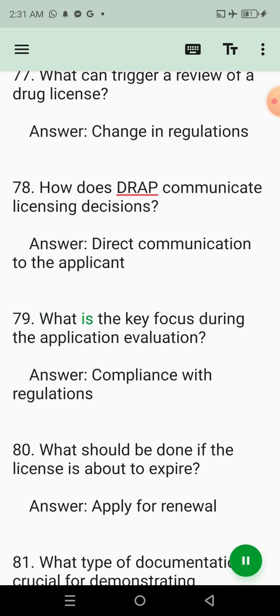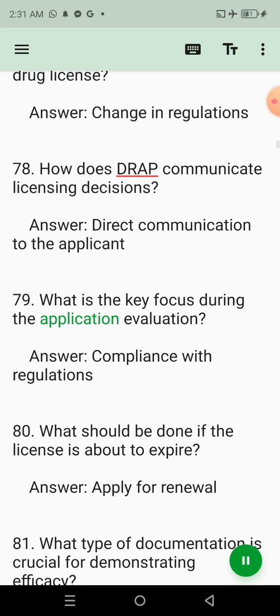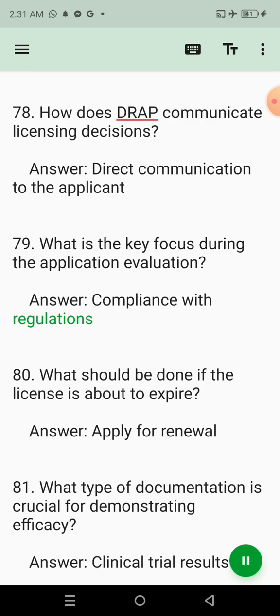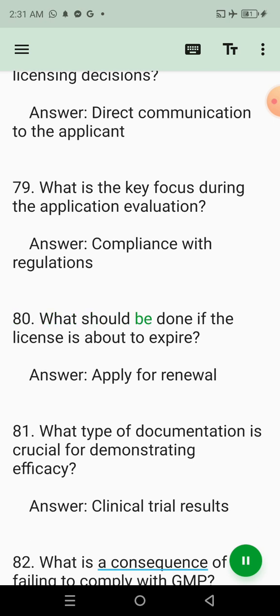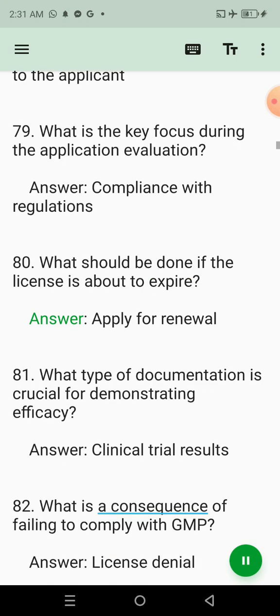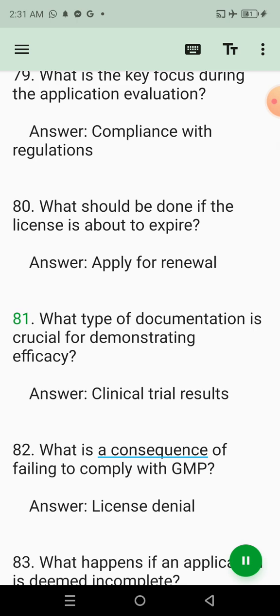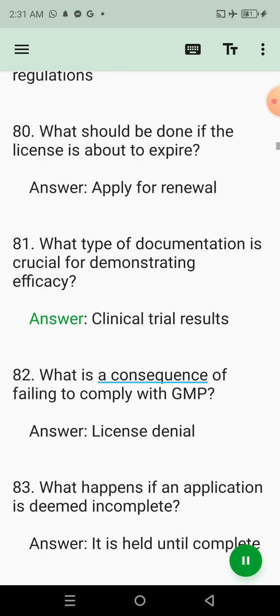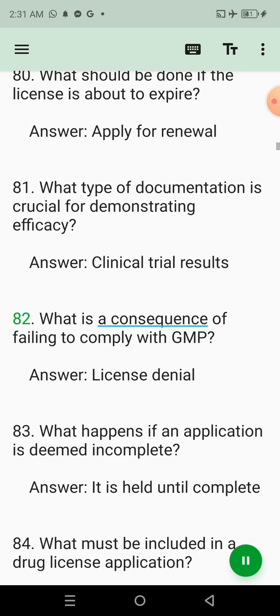79. What is the key focus during the application evaluation? Answer: compliance with regulations. 80. What should be done if the license is about to expire? Answer: apply for renewal. 81. What type of documentation is crucial for demonstrating efficacy? Answer: clinical trial results.